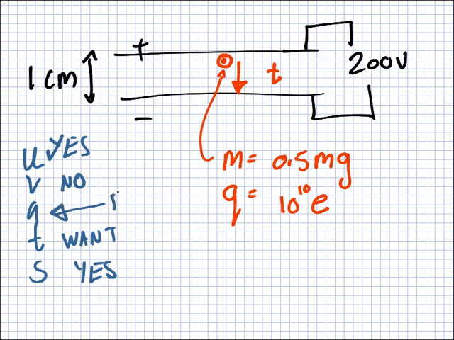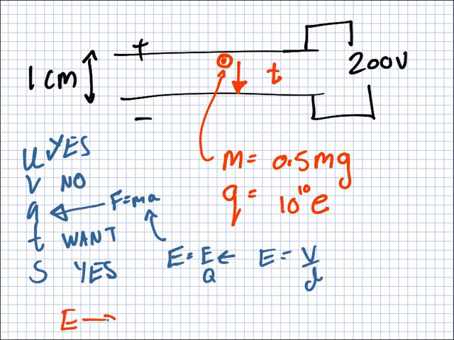And how can you find A? You can use F equals MA. Do you know F? No, but you can use the formula E equals F over Q. But do you know E? No, but you can use the formula E equals V over D. So first you get E, then you get F, then you get A, then finally you can get T. I think you can do this.